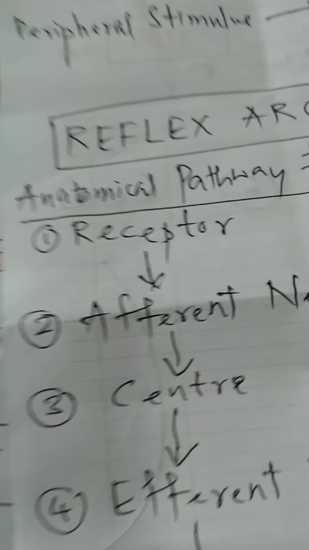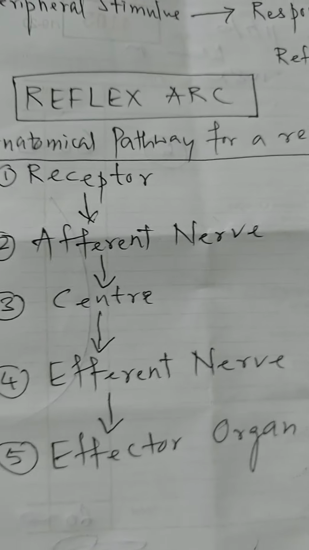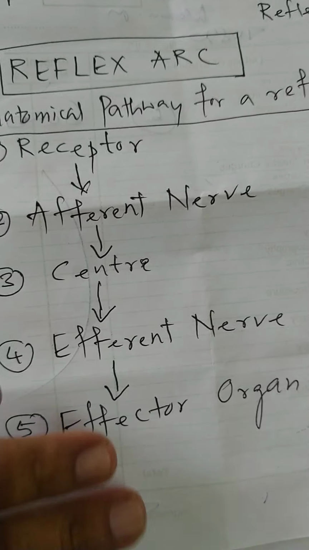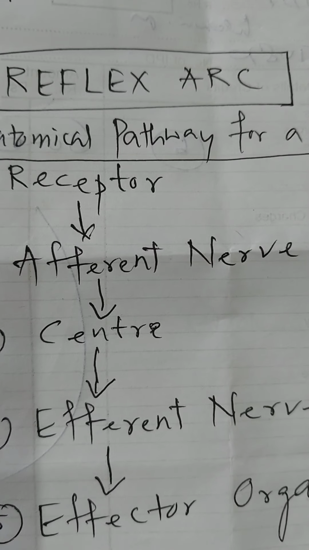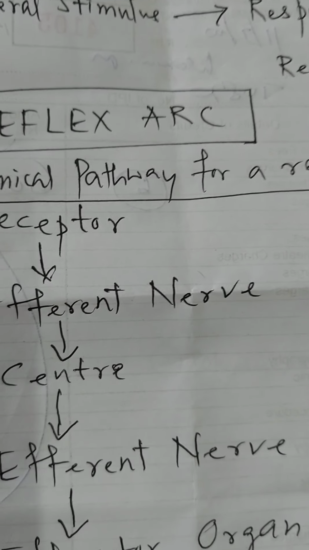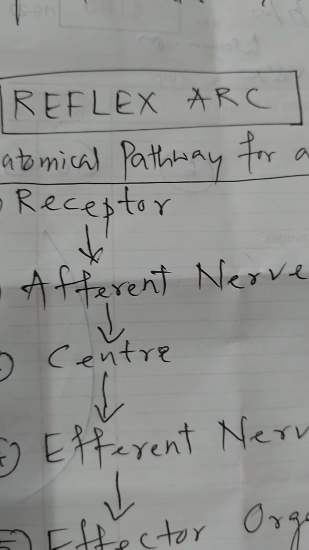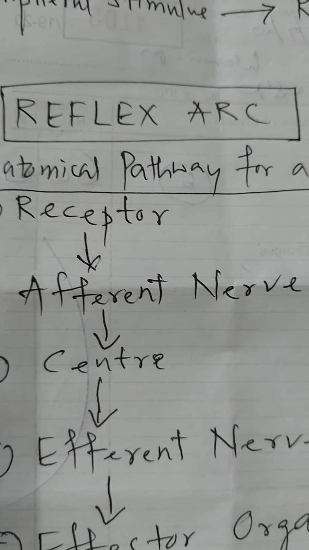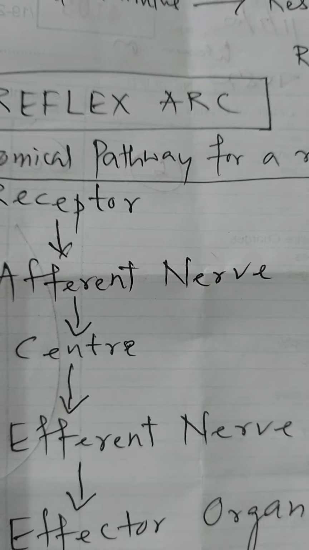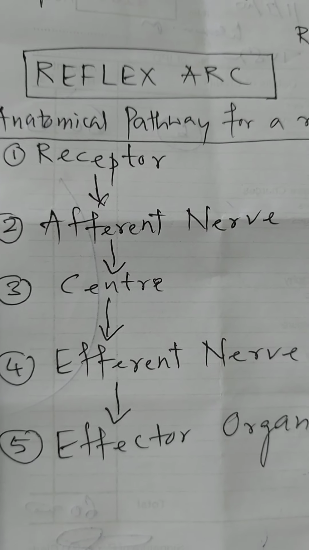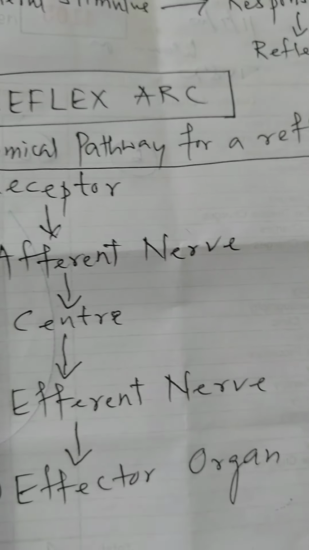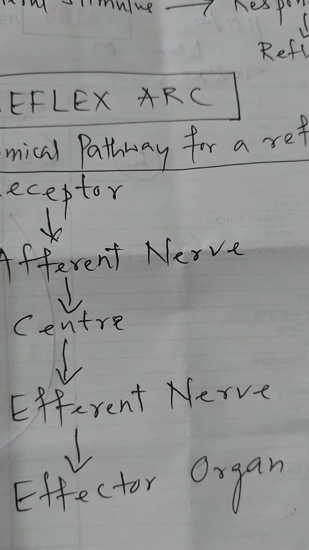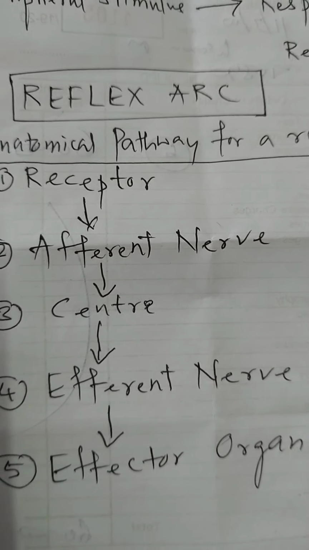This reflex arc has many constituents. The first one is the receptor. The receptor is the one which receives the stimulus. Whenever a stimulus is given, it is received by the receptor. Then the next component of the reflex arc is the afferent nerve. The afferent nerve is the nerve which transmits the sensory impulses received from the receptor to the center.